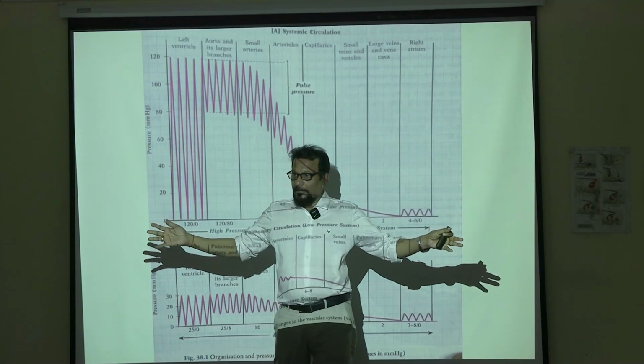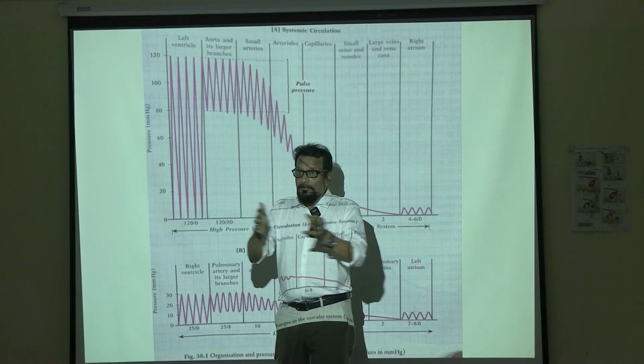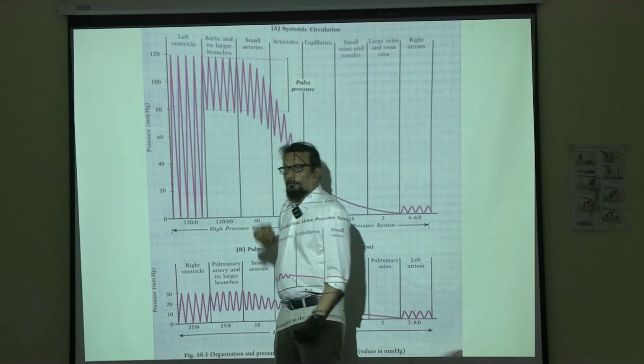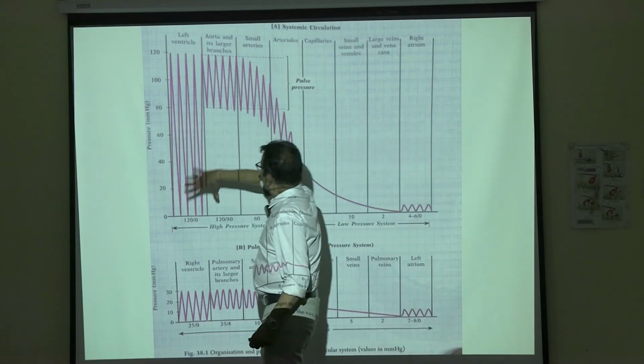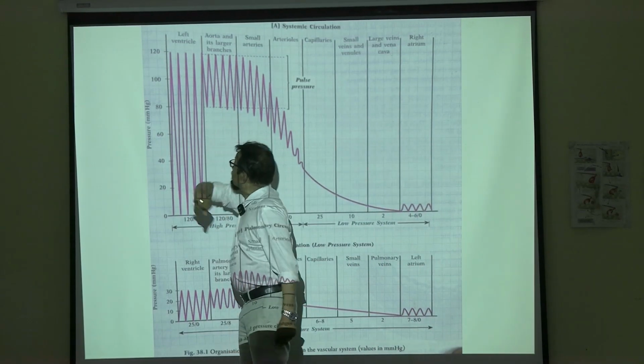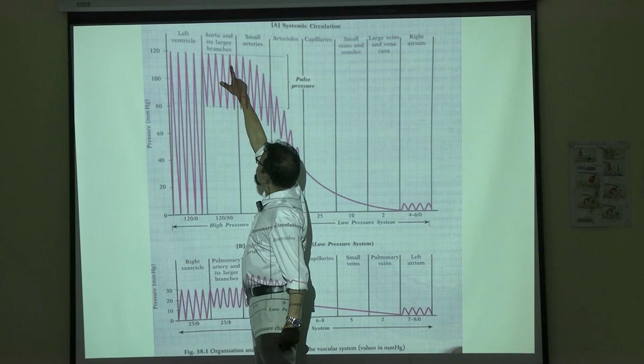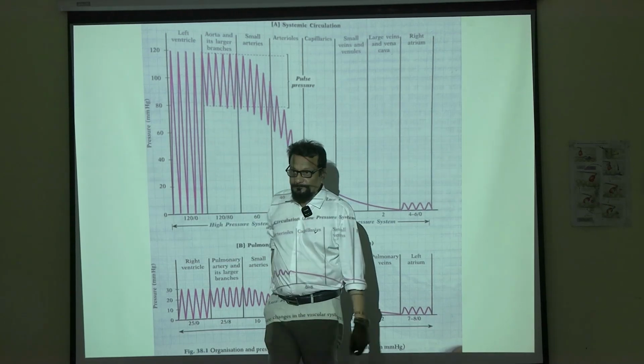And when it is undergoing diastole, at the end of the diastole, pressure is 0. When this blood enters into the aorta, systolic pressure is 120 and diastolic pressure is 80.